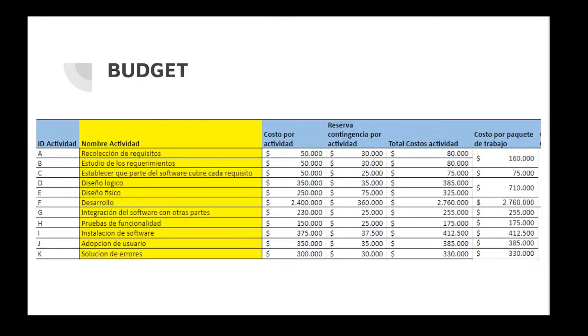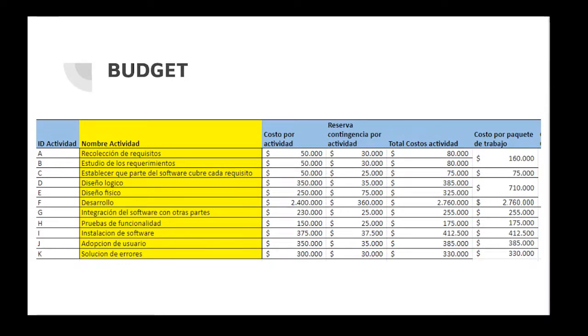Integration of the software with other parts, at a cost of 200,000 and a reserve of 25,000, and the total cost should be 225,000 pesos. Foundation testing has a cost of 150,000 and a reserve of 25,000, and the total cost should be 175,000 pesos.